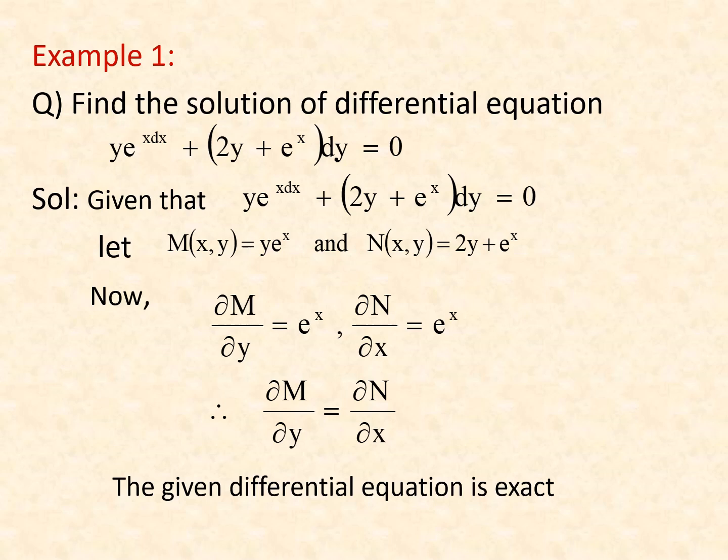∂N/∂x equals, in the first term 2y, since there is no x term, this whole thing becomes 0. Derivative is applicable for e^x only, so the derivative of e^x is again e^x. If you observe these two values, both ∂M/∂y and ∂N/∂x are equal. So we conclude ∂M/∂y = ∂N/∂x. Whenever both values are equal to each other, then we can directly conclude the given differential equation is exact.